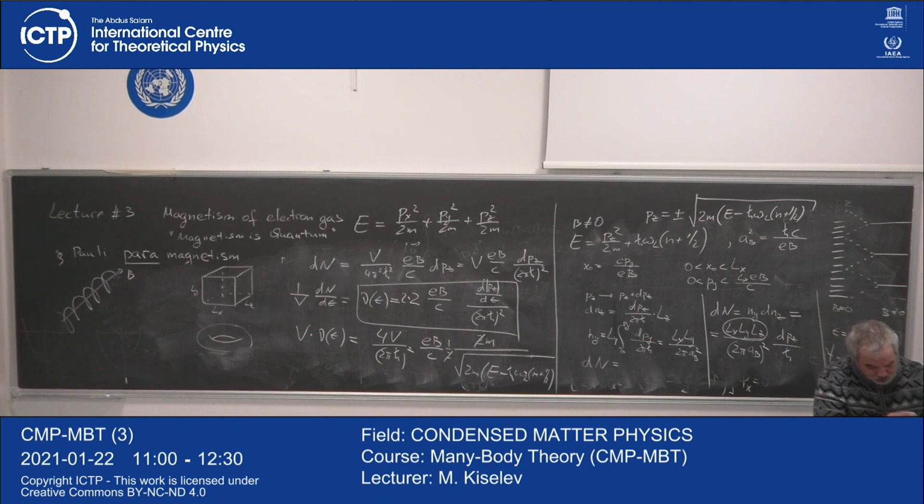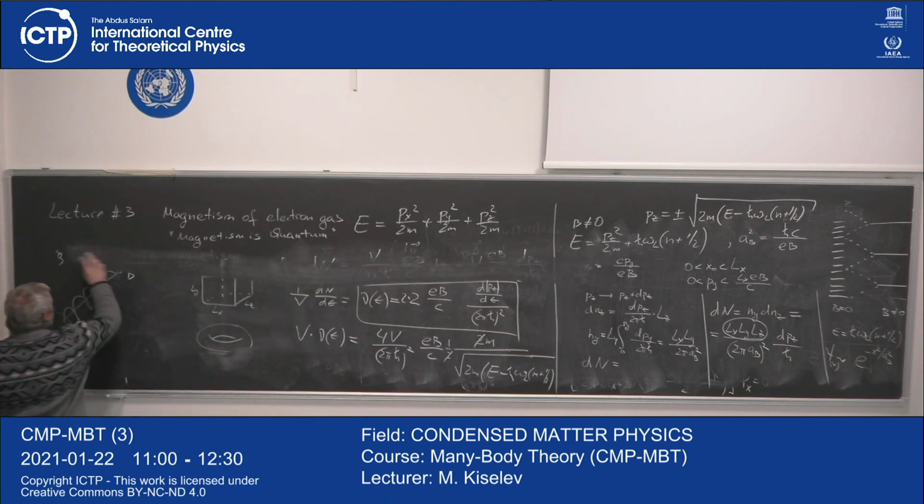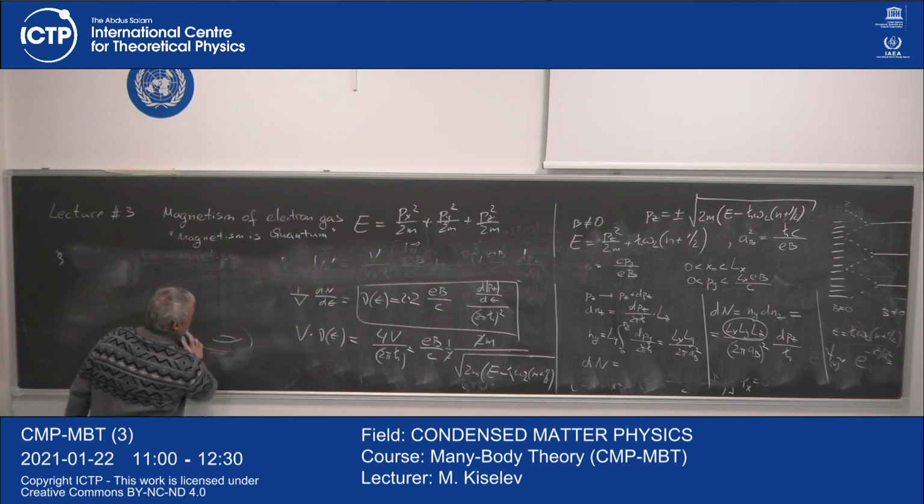What we are going to do now in the remaining 20 minutes, I will do it quickly, you follow me. We compute the thermodynamic potential omega. Take derivatives with respect to magnetic field, we find explicit dependence on magnetic field, take derivative, compute magnetization and susceptibility. So this is the plan for the remaining time. Okay? I will need a lot of space. And what I'm doing is called Landau diamagnetism.